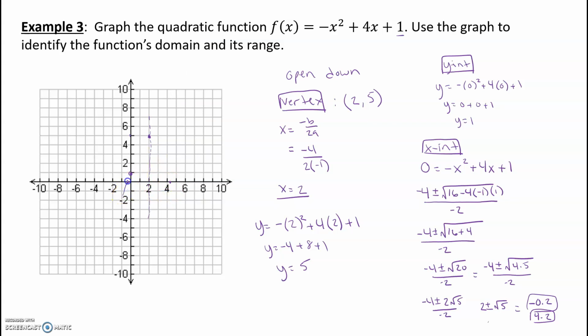And we're going to go ahead and graph. Again, hopefully your graph looks way better than mine. Looks like I'm trying to graph during an earthquake.